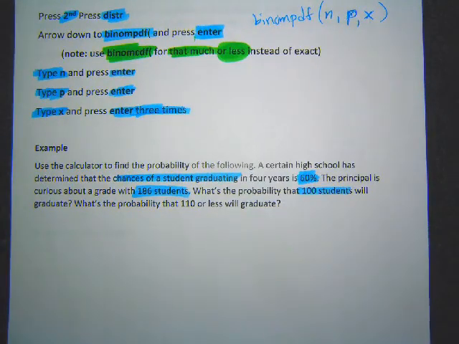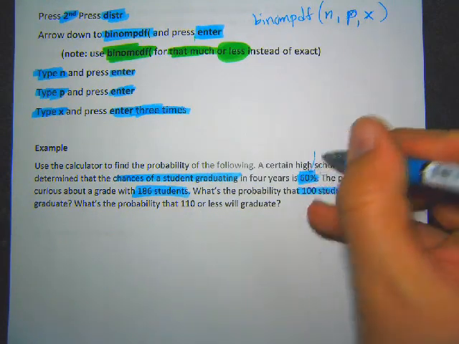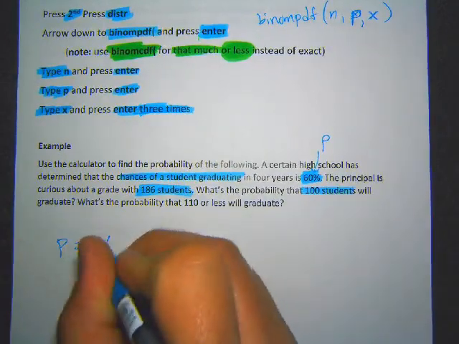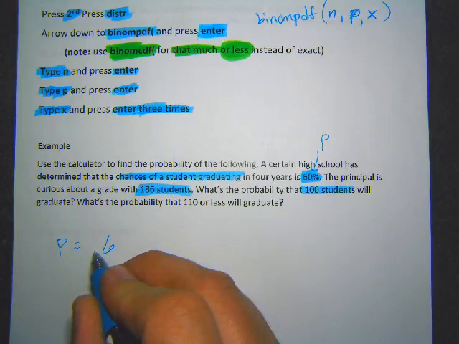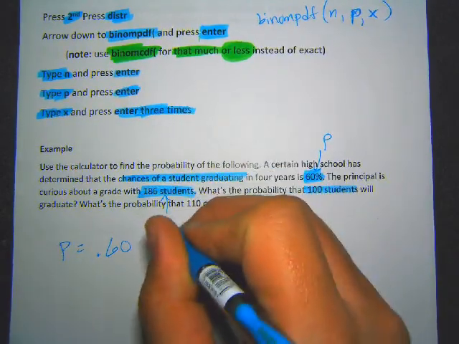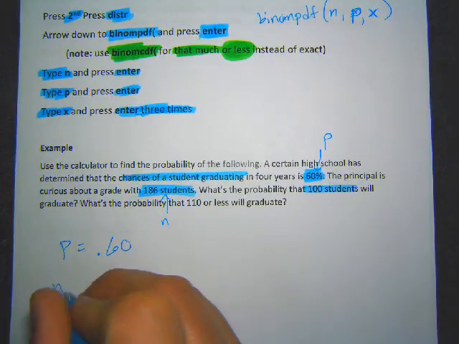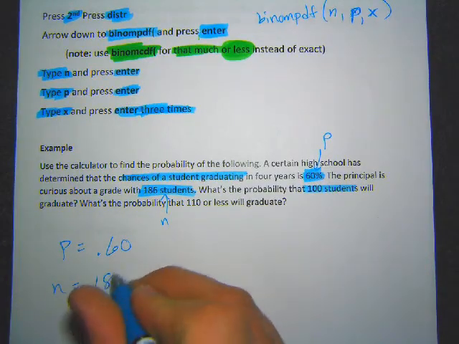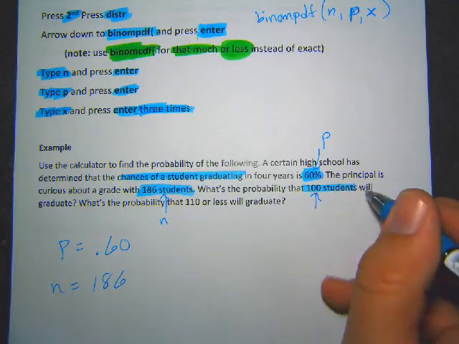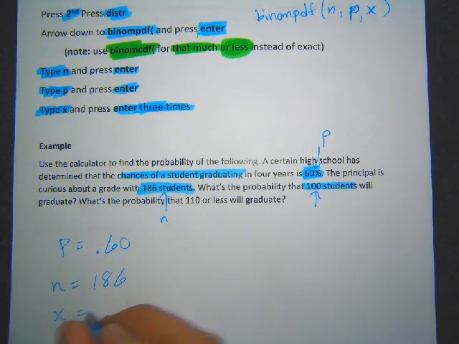So if I look at this, I realize that the first number they gave us, 60%, is going to be our P. That's our probability. So P is 0.6, right? 60% turns into 0.6 or 0.60. The 186 is going to be the N, right? So N is going to be 186. And then this 100 students, that's exactly how many we want to figure are going to graduate. That's going to be our X.